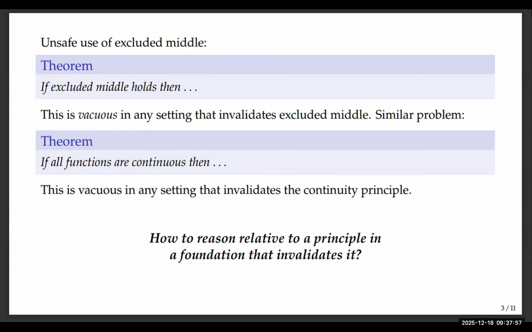So here's the question, right? How to reason? We want to reason relative to a principle such as excluded middle or a continuity principle, but in a foundation that maybe invalidates it, and we still want to have meaningful statements. Yes? But you mean in contradiction or not valid? I will clarify exactly what I mean. No, in a minute, okay? Yes. So actually I can say now, there are reasonable foundational systems where not excluded middle is true. And if you are in a setting like that, then this is not doing anything.